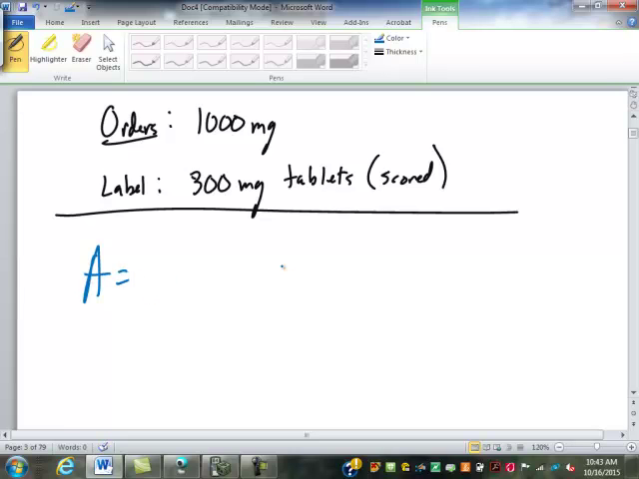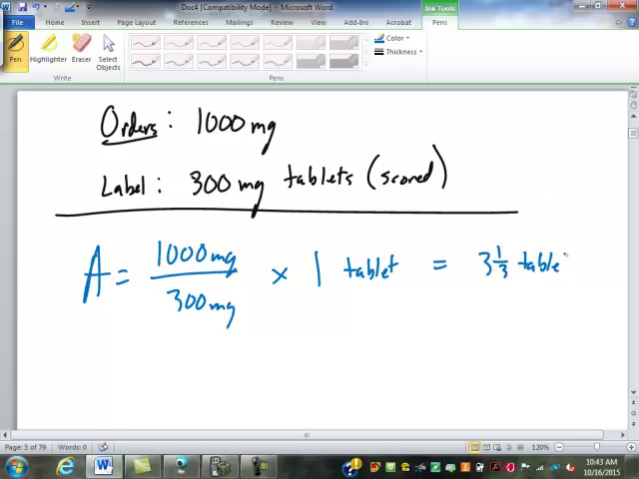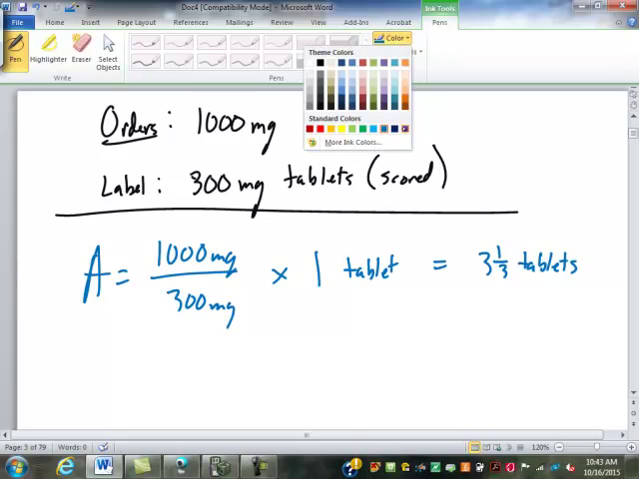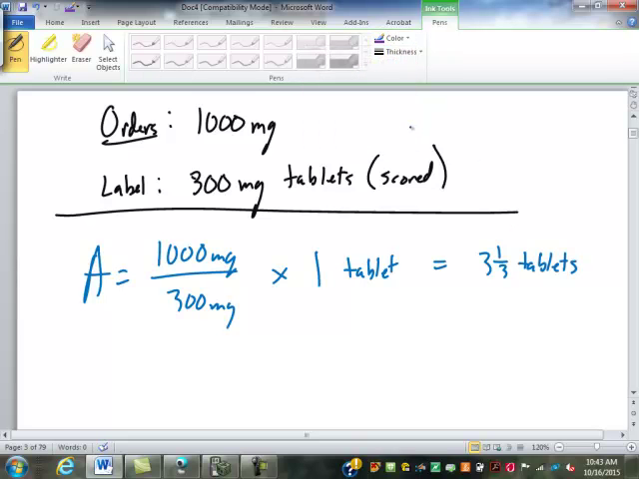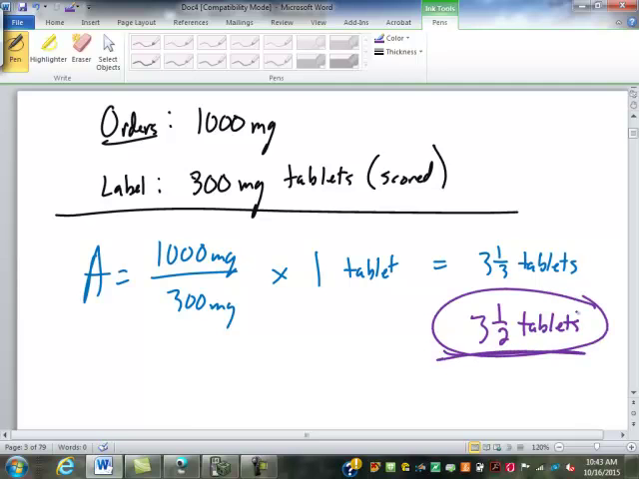So what's the doctor's orders? 1,000 milligrams. On hand, 300 milligrams. Times vehicle, 1 tablet. We divide that out, we get 3 1/3 tablets. That's between 3 and 3.5. Which is it closer to? 3.5. Very good. So the nearest half tablet, that is 3.5 tablets to be administered.